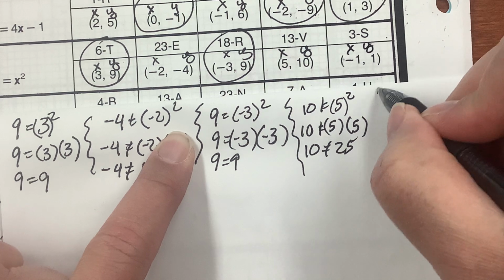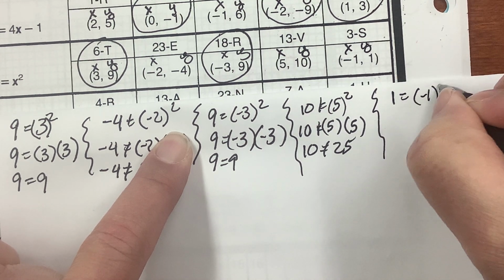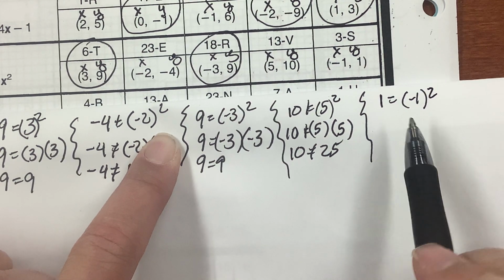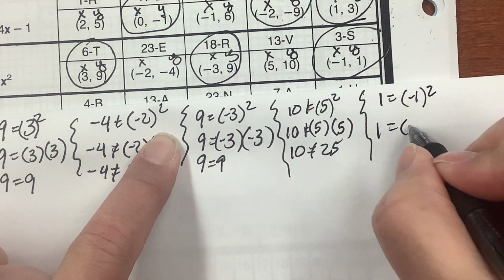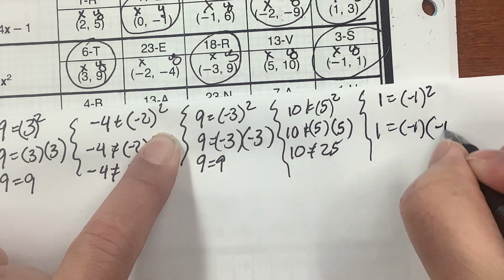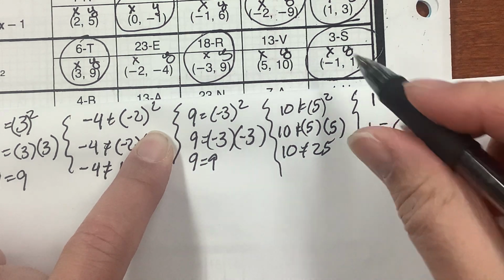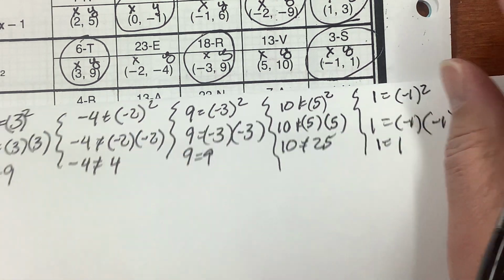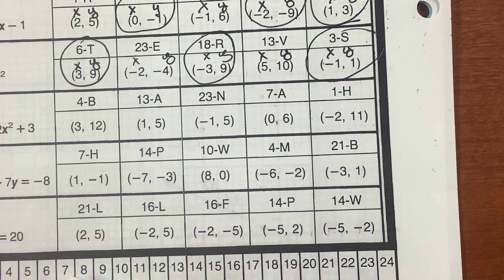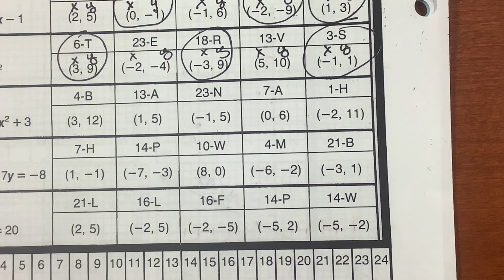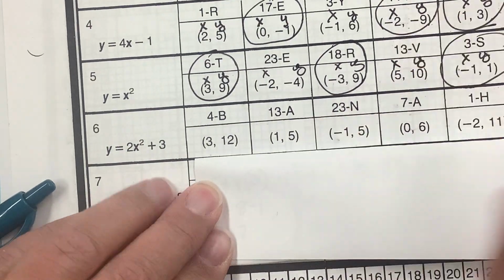X and y. 1 equals (negative 1) squared. I already know this has to work, right? Because 3 answers. 1 equals negative 1 times negative 1, which is positive 1. So 1 equals 1, that one worked. Only 3 more problems to go, but I'm already almost out of paper. That's okay. I'm going to do these on this paper, and then I'll go do something else.